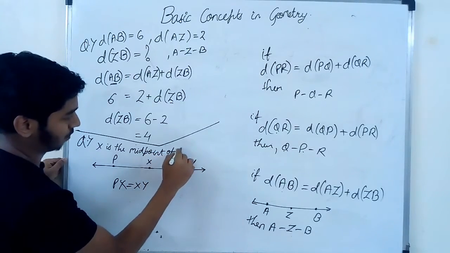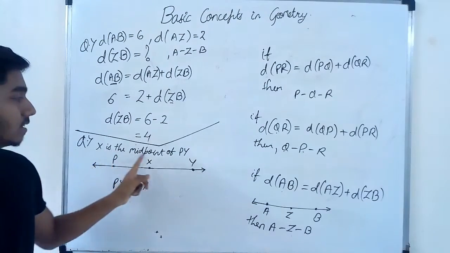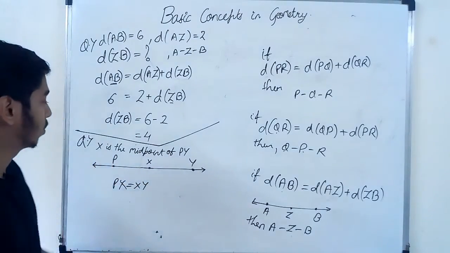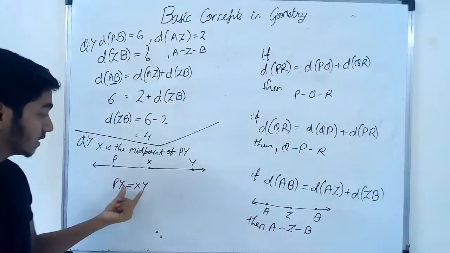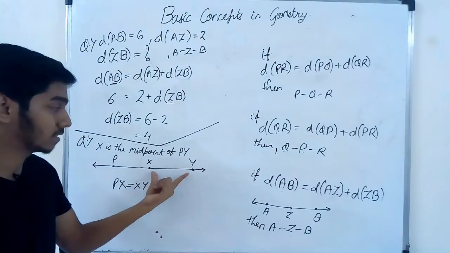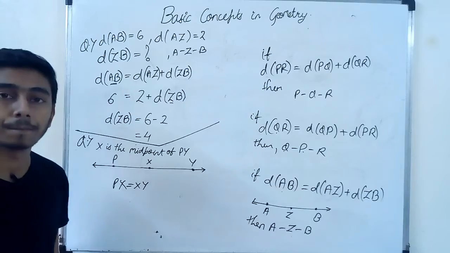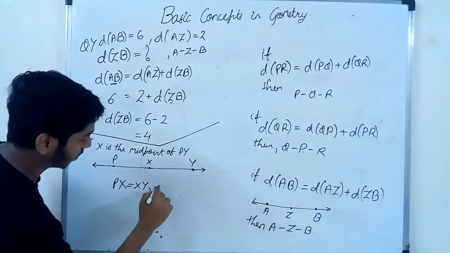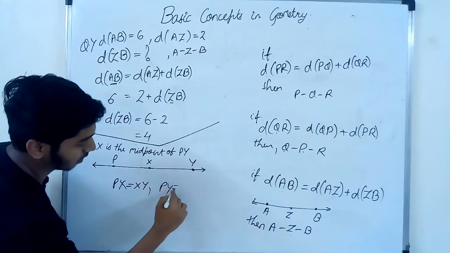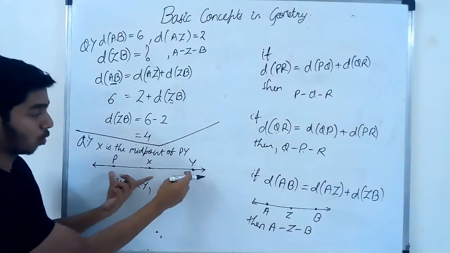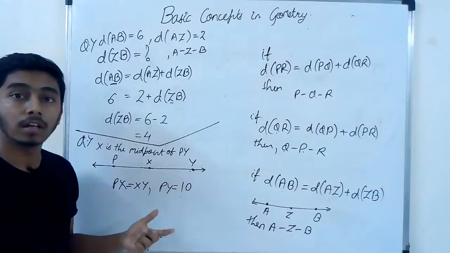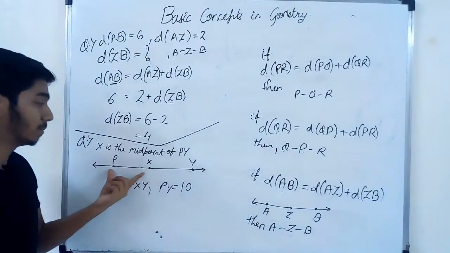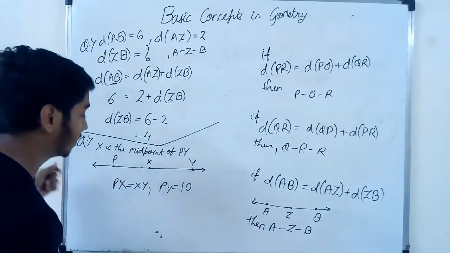x is the midpoint of Py. Okay, so x is the midpoint. If x is the midpoint, then Px and xy, so this distance and this distance, are equal. Okay, if Py, this whole distance is, let's say, 10, we have to find xy and Px. So how are we going to find this?